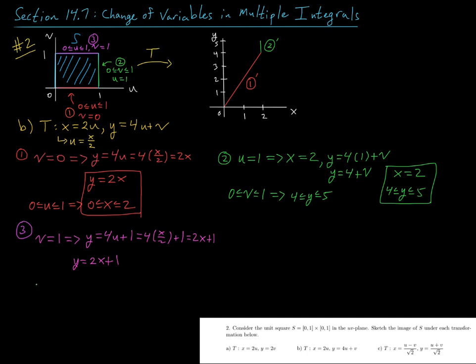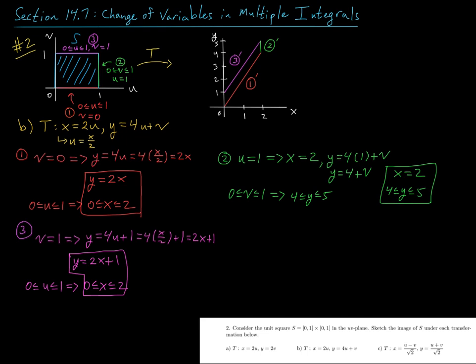And now letting u vary from 0 to 1, this will imply that x being twice u will vary from 0 to 2. So these conditions are describing the portion of the line y equals 2x plus 1, which is just this red line shifted up 1, and we're again restricting x to be between 0 and 2. So we're describing this line segment right there in purple.